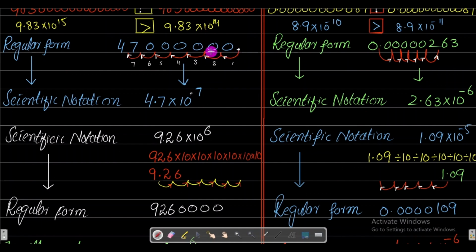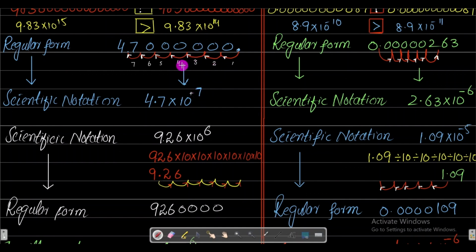So how to convert this into scientific notation? We will take this point. The point will always be present at the end of the number. So here we will take that point. This is the first step. This is the second step. This is the third step. This is the fourth, fifth, sixth, and this is the seventh step. So we will take here. Now the point comes to here. This becomes 4.7 multiply 10 power plus 7.